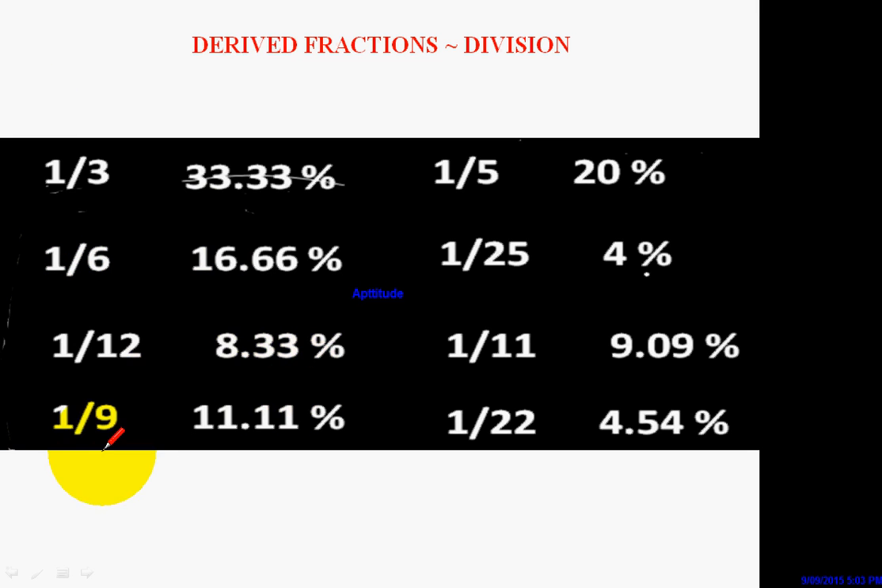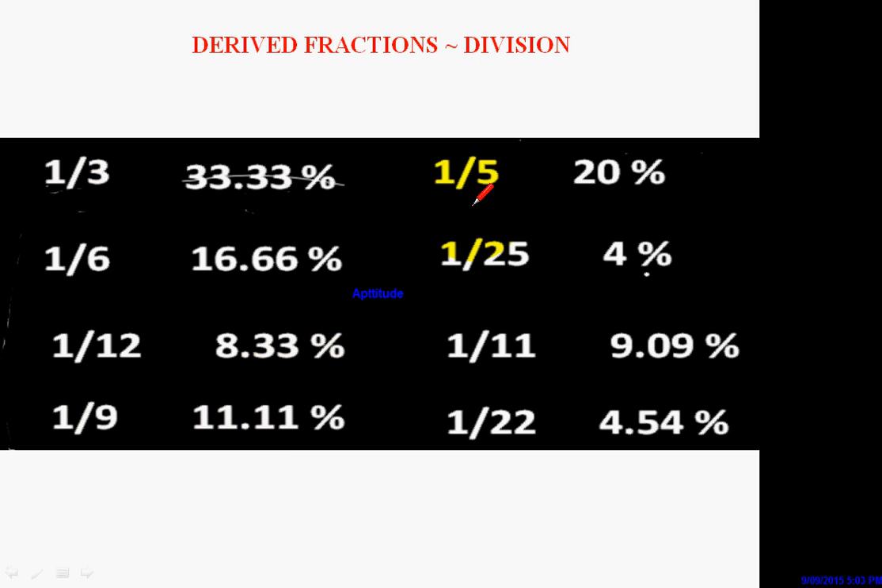And the next one is 1 by 9, that is equivalent to 11.11%, which again from 1 by 3 you can calculate the value of 1 by 9. Again, by dividing the value of 1 by 3 by 3, you get the value of 1 by 9. So divide 33.33 by 3, you get the answer as 11.11%.